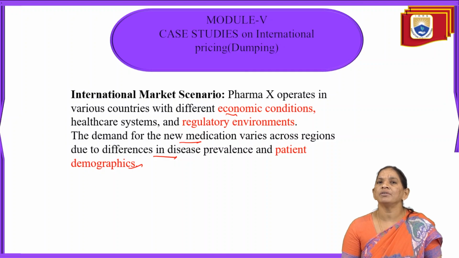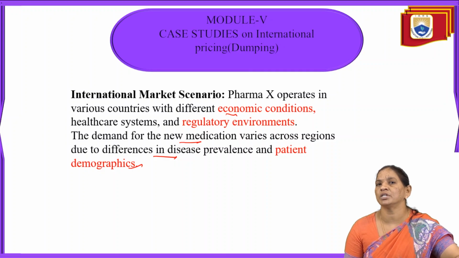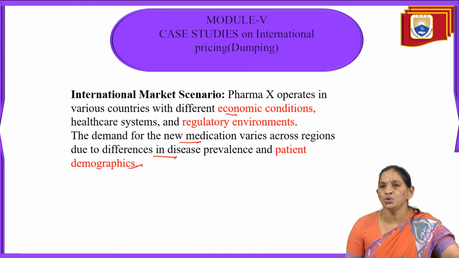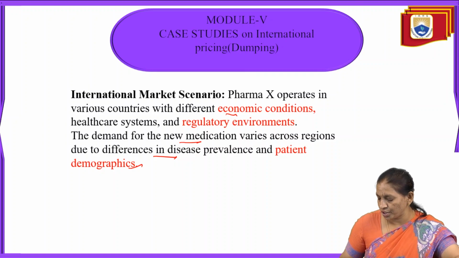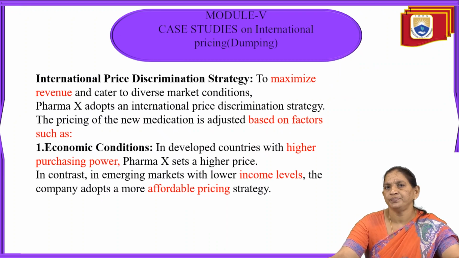Why? Because every country has a different, cautious regulatory environment in case of pharmaceutical drugs and pharmaceutical usage. So the company has to identify how the new medication should be given across the regions and to patients who prevail across the different boundaries.